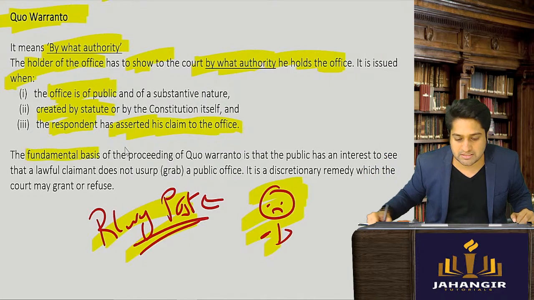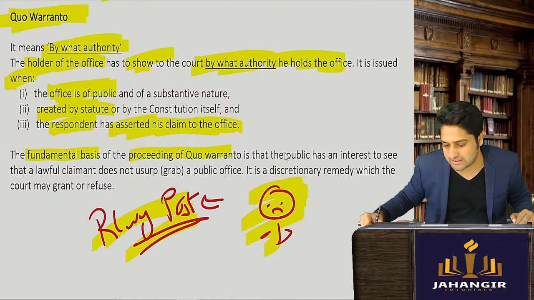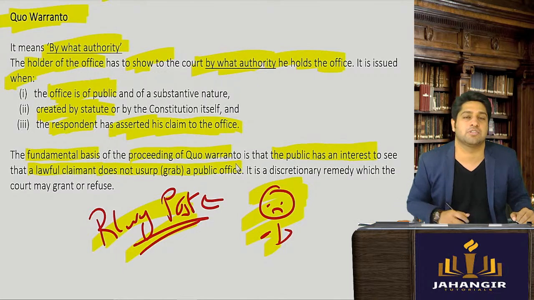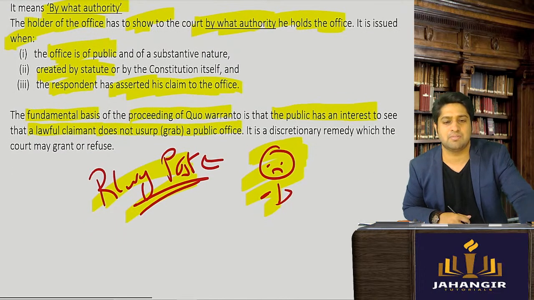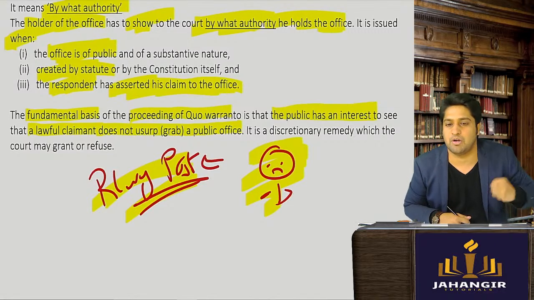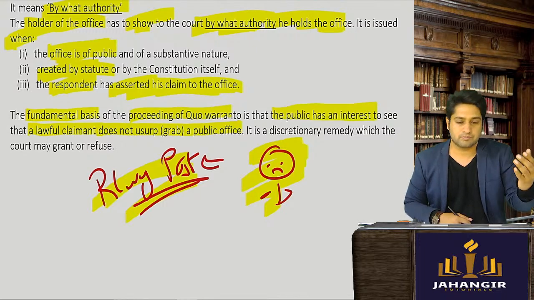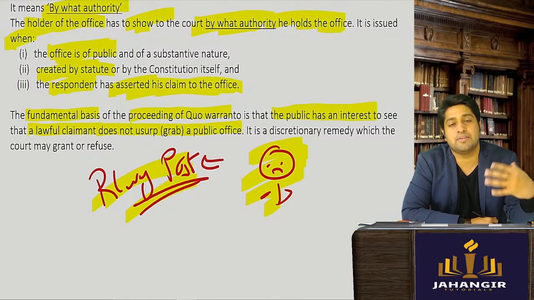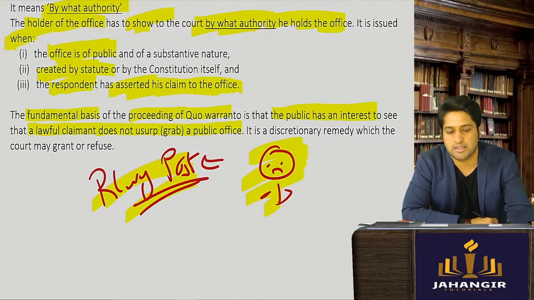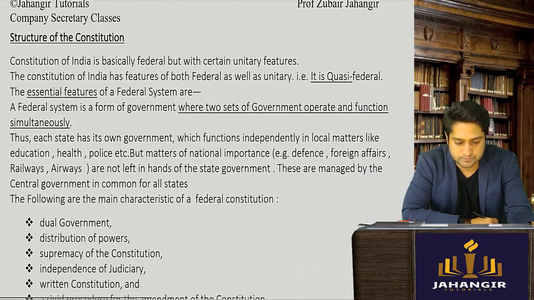The fundamental basis of the proceeding of quo warranto is that the public has an interest to see that an unlawful claimant does not grab a public office. We don't want some random person to grab a public office. So if there is a public post, you can ask anyone by what authority did you get this post.